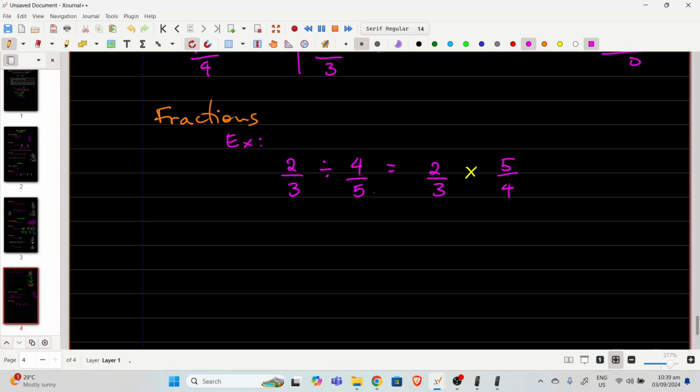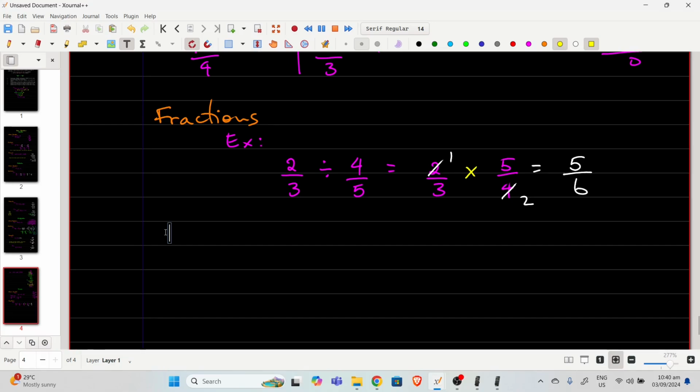Notice the 5 went to the top, the 4 went to the underneath. And then you can use whatever method that you prefer to solve this one. So it's either you do the cancellation first and then multiply, or multiply and then cancel. I like to do the cancellation first because it's easier. So I divide the top there by 2, and I take out the 2 from the underneath, and that is 1 times 5, which is 5, and then 3 times 2, which is 6, and that's the answer for that one.